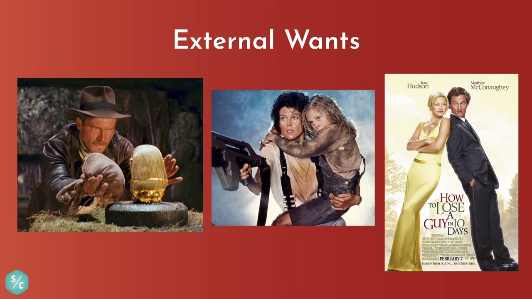The external wants part is usually pretty easy, and that's the box that we most often see ticked. They want to win the county fair blue ribbon. They want to find true love. They want to save their family from famine, or stop the evil banker from repossessing their farm, or whatever. They want something, right? The character wants a thing. They want something that they think will make their life better, or make them happy, or make other people happy, and it's an external thing to them.